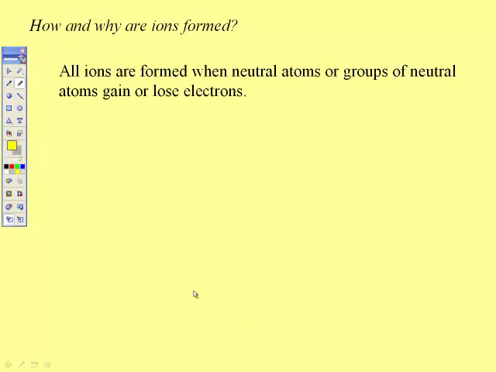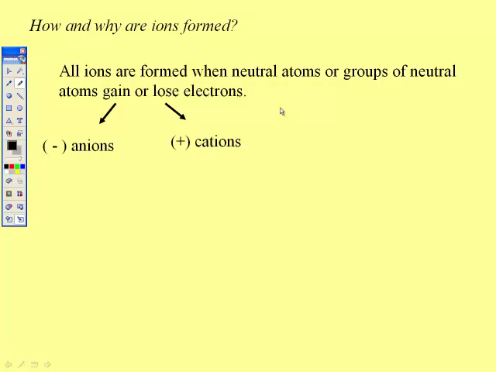How and why are ions formed? All ions are formed when neutral groups of atoms or groups of neutral atoms gain or lose electrons. So remember, neutral meaning no charge at all, and if I gain an electron, I'm going to be getting a negative charge. That's an anion. If I lose electrons, that's going to give me a positive charge, which we call a cation.